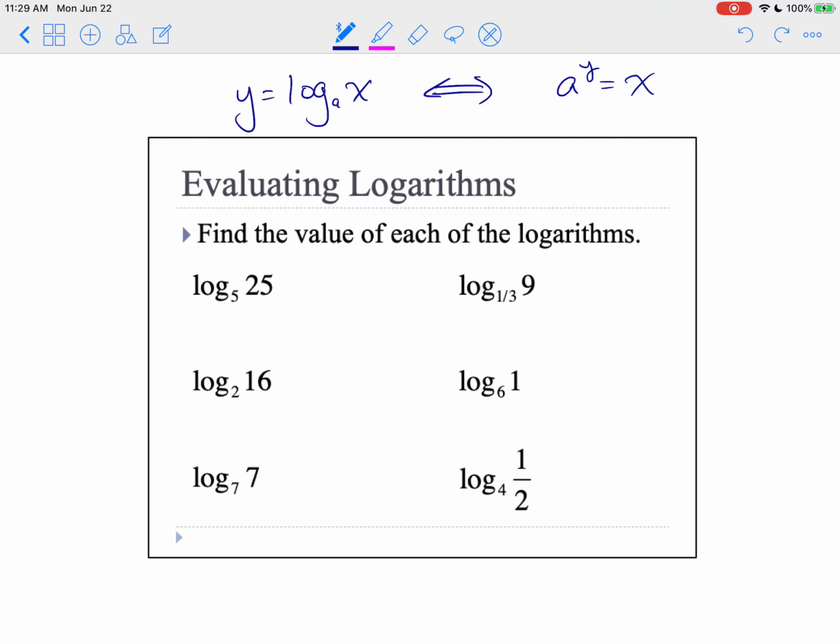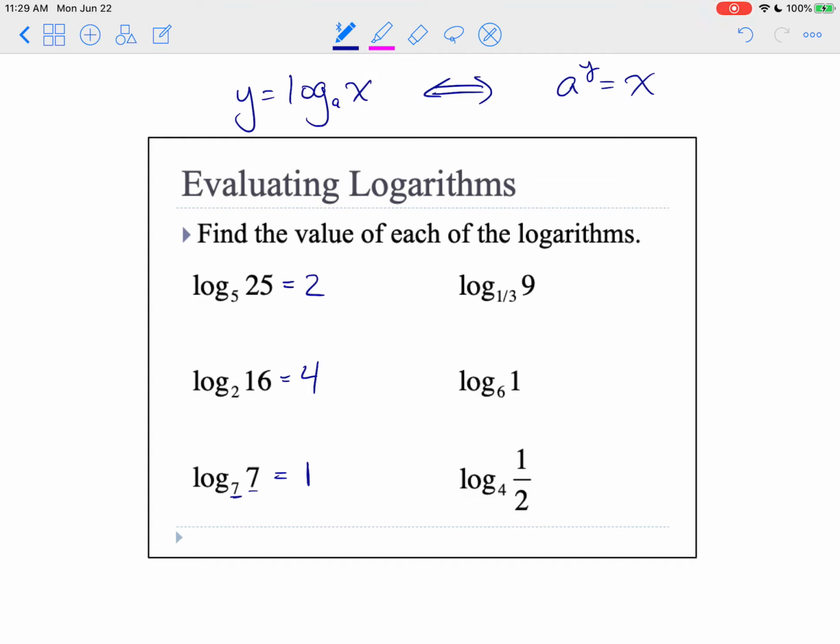Okay, so in this question we're asking, what do we raise 5 to get 25? Well, the answer is 5 to the 2nd power gives me 25. What do I raise 2 to get 16? And the answer is I would raise 2 to the 4th power to get 16. What power do I raise 7 to get 7? The answer is to the first power. I hope this is making sense, okay?